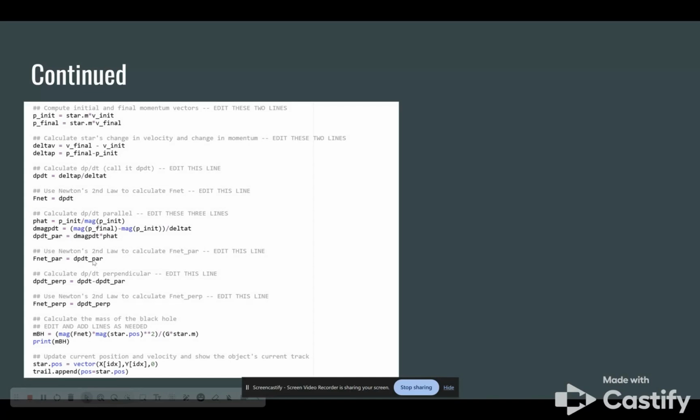So for F net parallel, it would just equal dp over dt parallel, and then to find perpendicular, since parallel plus perpendicular equals dp dt, we can just subtract parallel from dp dt to get perpendicular, which just equals F net. And then to find the mass of the black hole, we're just doing the F net times the position of the star squared over the constant times the mass of the star, which is basically just the universal gravitational constant, but just solving for the mass, one of the masses.